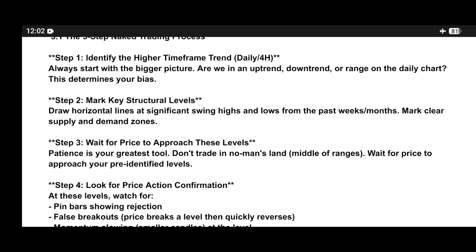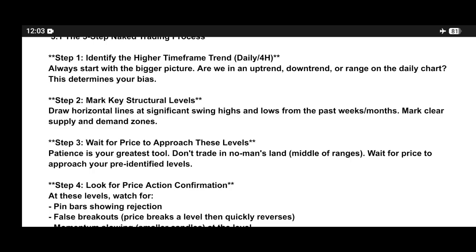Meaning don't trade in the middle of a range, because you can't be walking in a moving train. No, you have to wait for the train to pass and stop before you enter the train. Are you getting my point? So it is very, very important. You need to be patient as a trader. This is the number one skill you need to learn as a trader. Understand? Wait for the price to approach your predefined identified levels before you execute, or before you put any trigger. Trigger means before you buy or sell any particular asset.